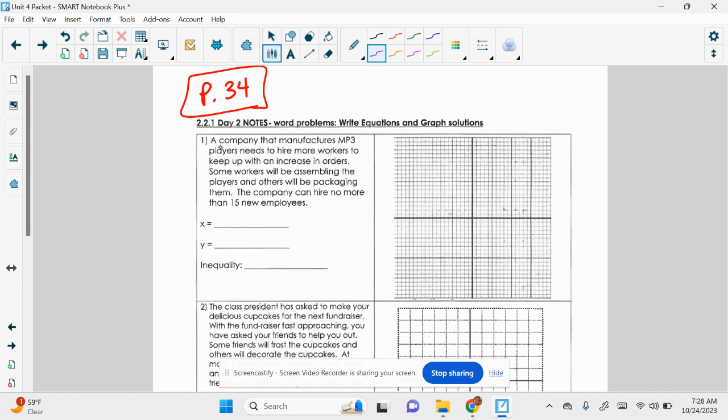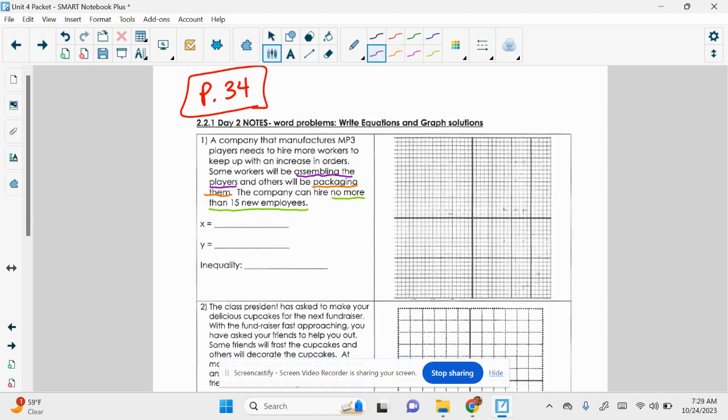All right, so number one, it says a company that manufactures MP3 players, that's just basically the old school iPhone, needs to hire more workers to keep up with an increase in orders. Some workers that they're going to hire will be assembling the players, and others will be packaging them. So those are the two different jobs. We got assemblers and packagers. The company can hire no more than 15 new employees. So we got a company that's hiring people, and they can hire no more than 15. And the two jobs that they're hiring for are assemblers, or assembling the players, and packaging them.